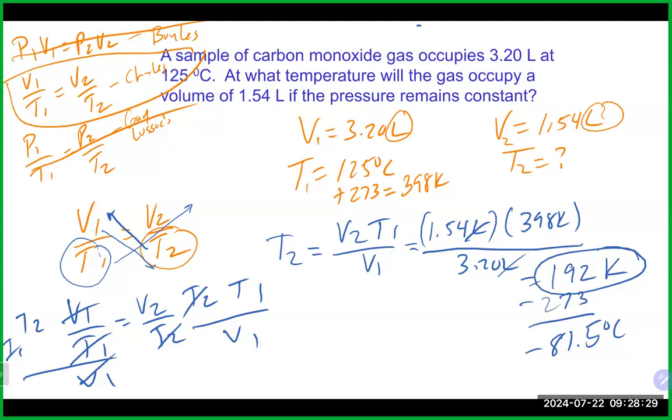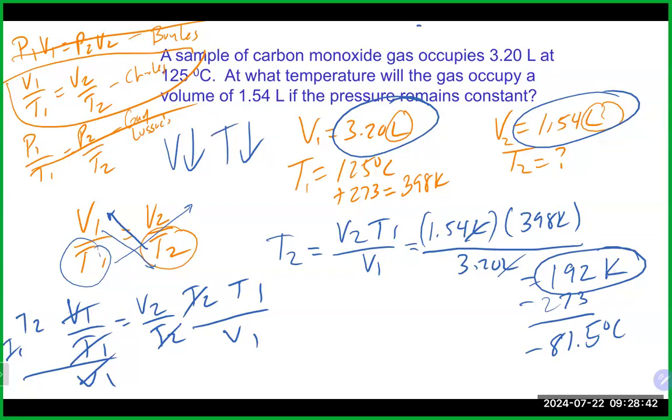Now, again, in this situation here, we see that our volume started at 3.2, ended at 1.54, so the volume went down. This is Charles' law. That means my temperature should decrease as well, and it did. It went from 398 to 192, so the temperature did go down, again, in the correct direction. Any questions on that one there? All right, we will line it up there.